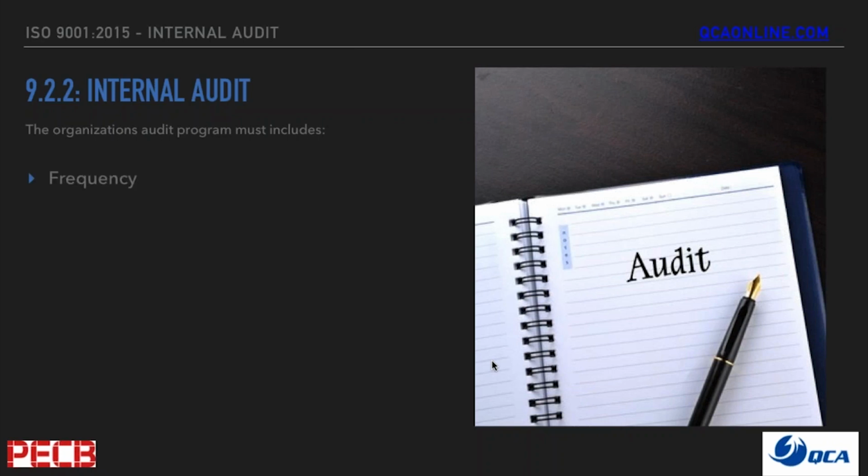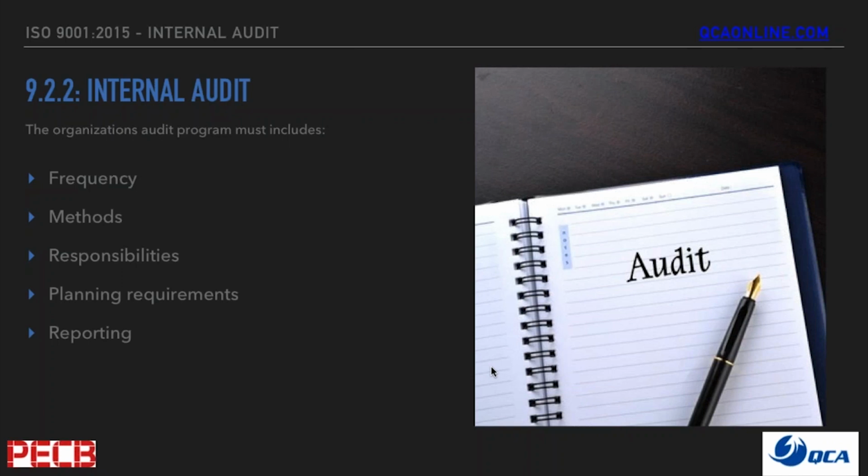This program must include the frequency of audits, how often and at what intervals will audits be performed, what methods or how will audits be conducted, who is responsible for the audit program, and what requirements must be considered while planning for the audit program. Also, how will the results of the internal audits be reported?